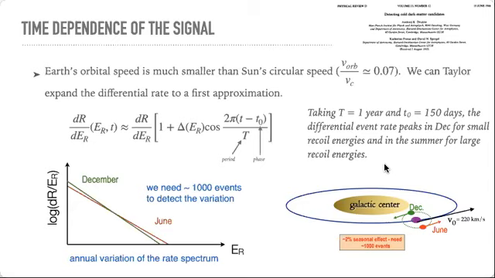And so if you want to use this kind of signature in detecting dark matter, you need to be seeing something on the order of 1,000 events in order to make a measurement. This is essentially giving you the ratio of the orbital speed of the Earth versus the sun's circular speed. Since this is such a small number, you can Taylor expand. And this is where you get your cosine modulation term, if you want to predict what these signals would look like.